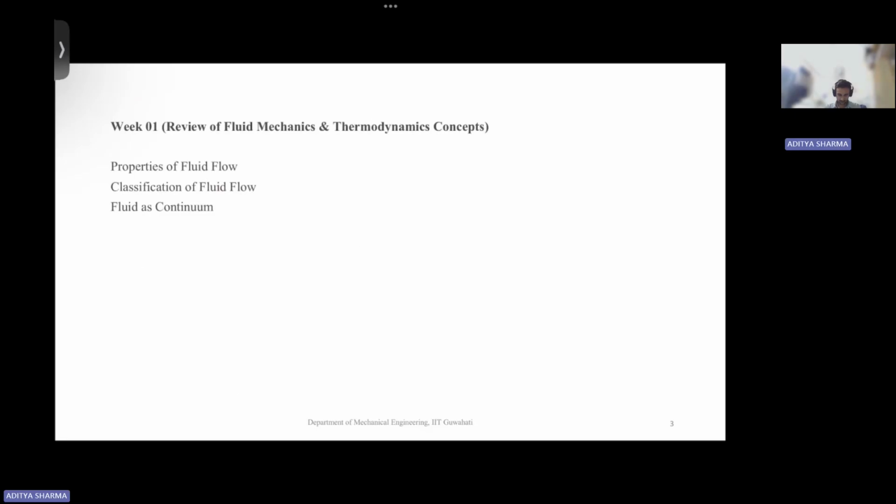So one by one. So in week 1, properties of fluids. So in introduction, properties of fluids like what is intensive property, what is extensive property, right? Extensive means by virtue of its extent, like mass. And intensive means the extent does not matter, for example, density, right?